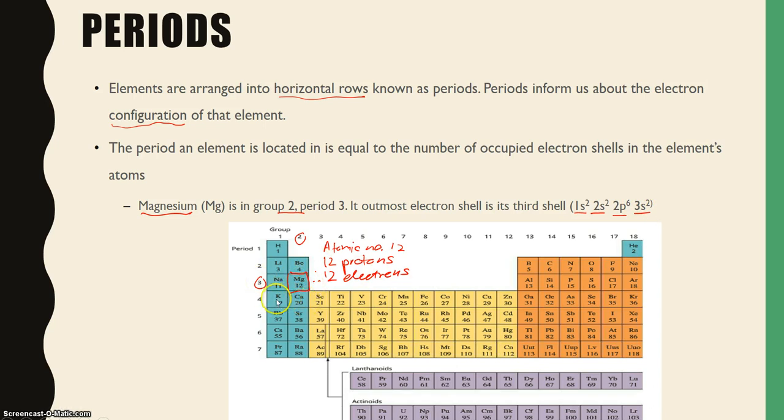The outermost shell will be 4 for potassium and calcium, 5 for rubidium and strontium, 6 for cesium, etc., and 7 for francium, etc.